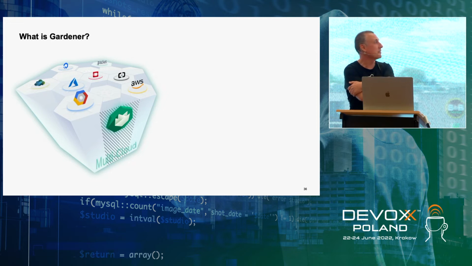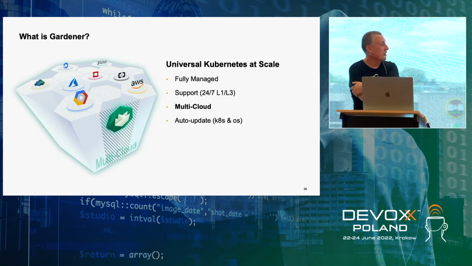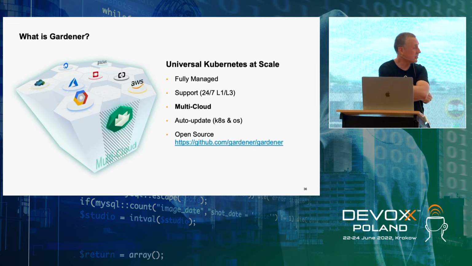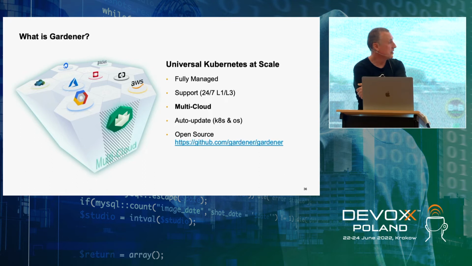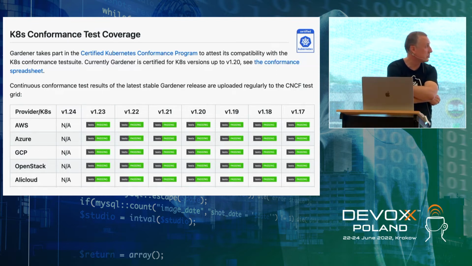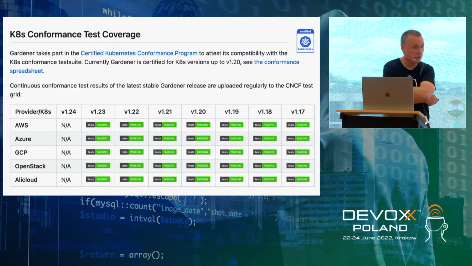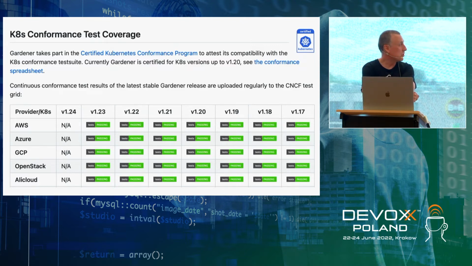So what we did is we have an SAP project called Gardener, which is managed Kubernetes, multi-cloud Kubernetes, and it is also open source. You can find it on GitHub /Gardener. Gardener is Kubernetes compliant, so you see the compliance report from Kubernetes. This conformance spreadsheet is generated automatically, and you see that the latest versions are supported.